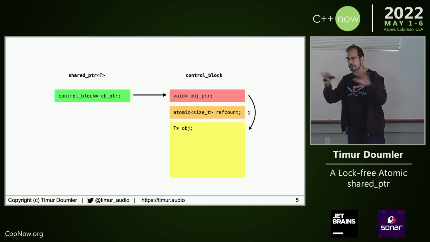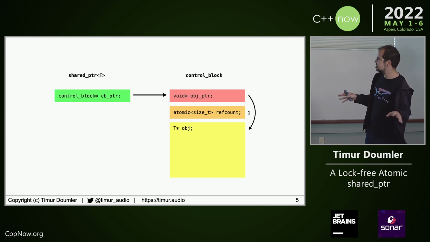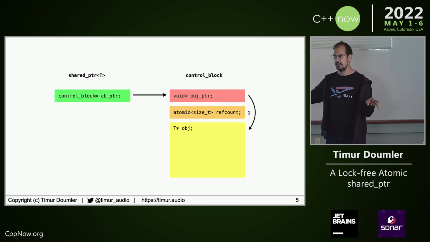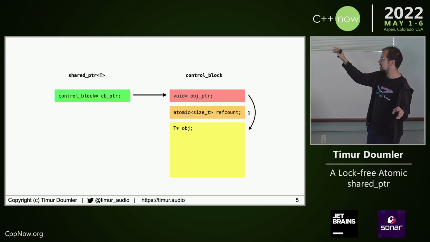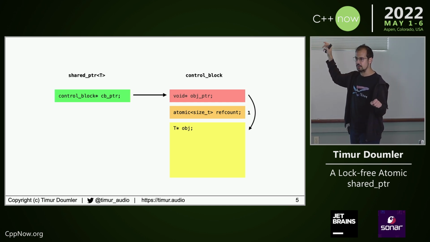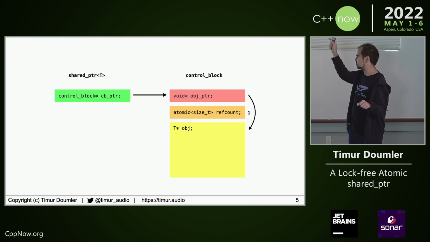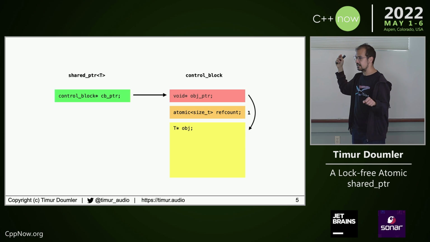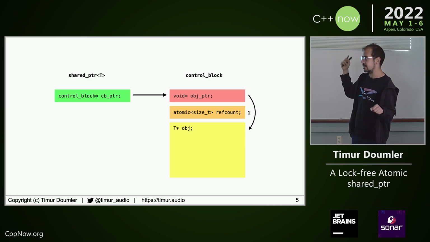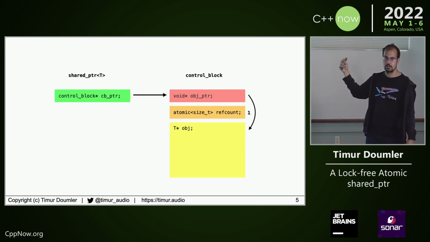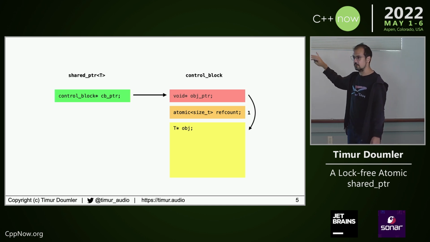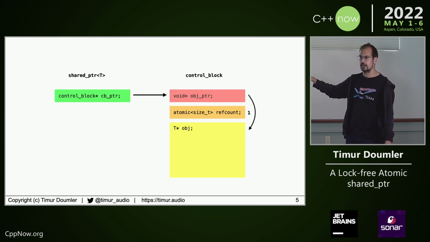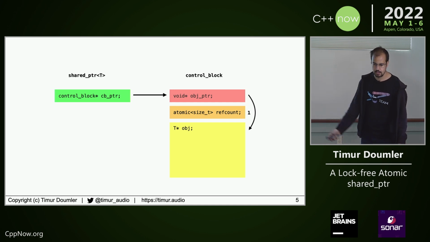The very simplest way you can imagine how this works is you have a shared pointer instance. That's the stuff on the left. And it just has a pointer to this thing called the control block. The control block is the thing on the right. It has the pointer to the actual object, and then it has a ref count. And then it has the actual object itself, which might or might not be inside the control block. That depends on whether or not you've allocated the thing with std::make_shared.